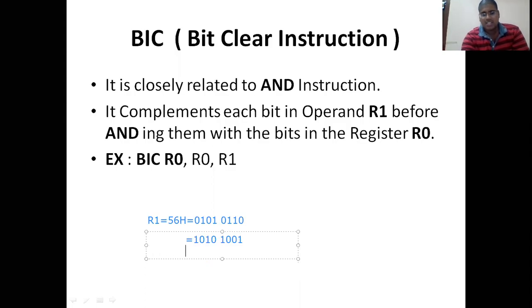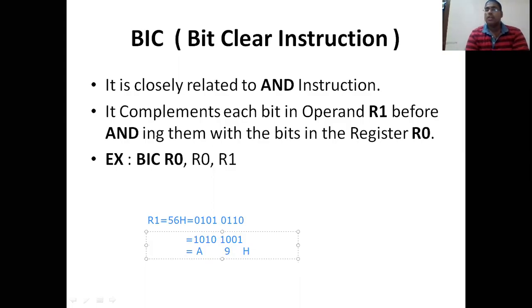Here 1 0 1 0 means it's 10. So 10 means A, isn't it? 10 means A, and 1 0 0 1 is a 9. So the total value is A9H. In hexadecimal, the total notation is A9H.